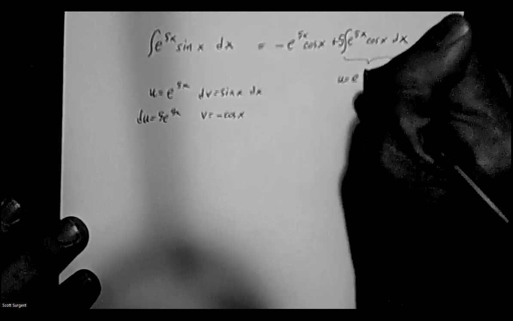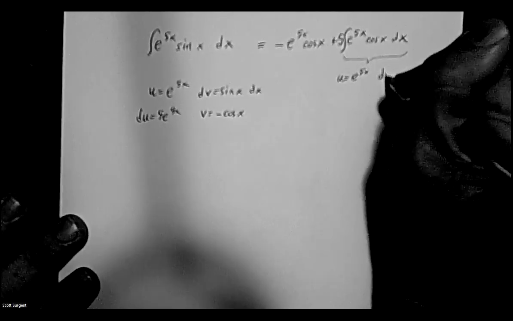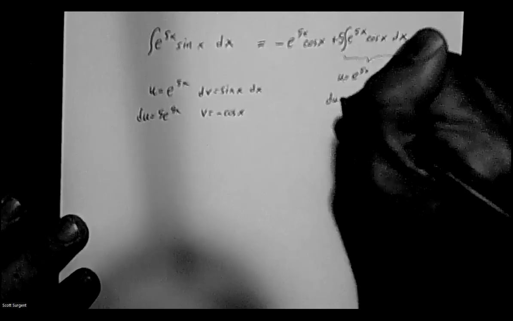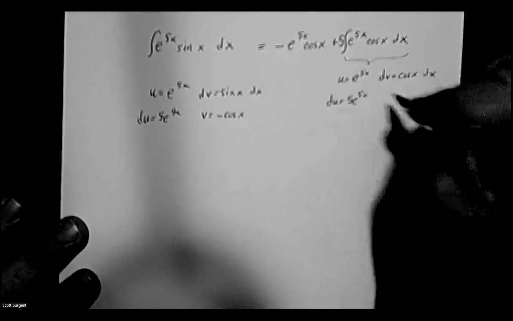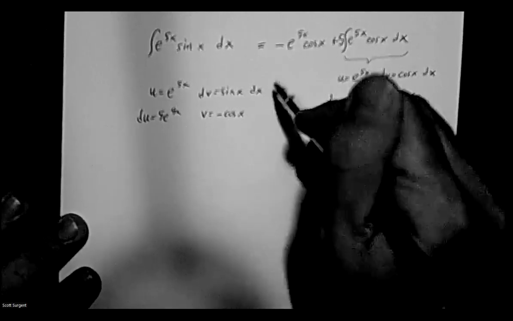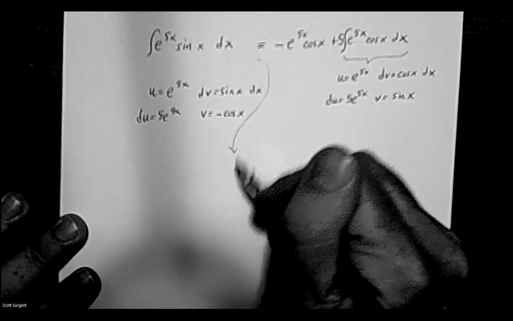U is e to the 5x. This time dv is cos x, du is 5 e to the 5x, and v is going to be sine x. It gets a little messy, so I'll tell you what, just kind of follow the equal sign.